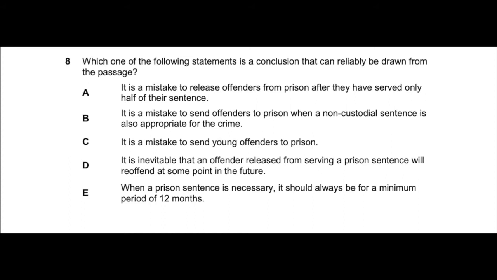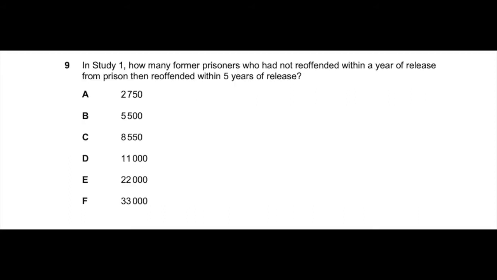Question 9. In Study 1, how many former prisoners who had not reoffended within a year of release from prison then reoffended within 5 years of release? The correct answer is D, because of the following. Study 1 tracked 50,000 former prisoners. After 1 year, a cumulative figure of 44% of prisoners had reoffended. After 5 years, a cumulative value of 66% of prisoners had reoffended.